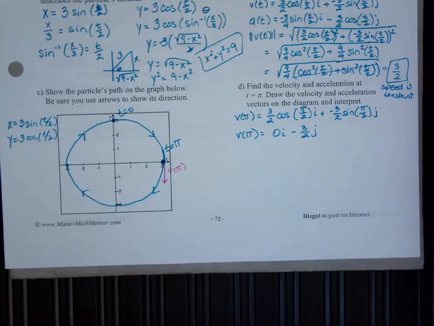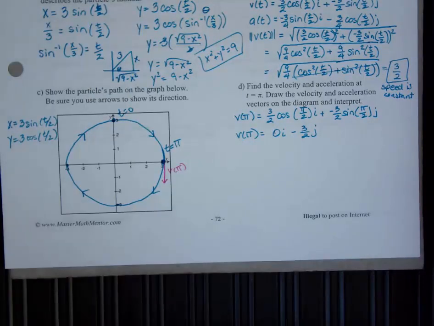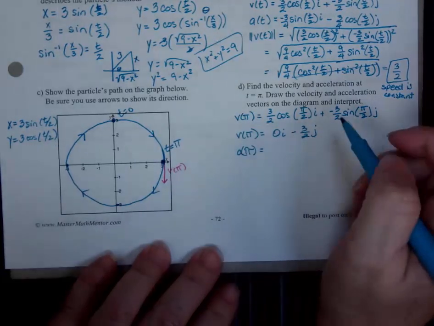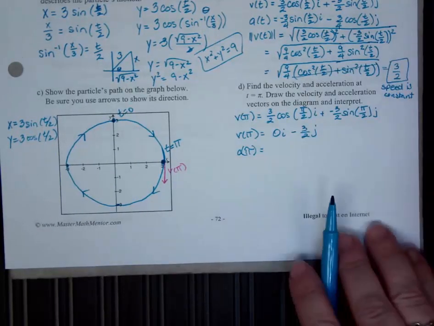All right, now can you do the same thing for the acceleration? Do the math for the acceleration for me right now. Do a of pi. I'll wait just a second and let you do the math. A of t is up here, remember? So figure out what the vector is going to be for a of pi.